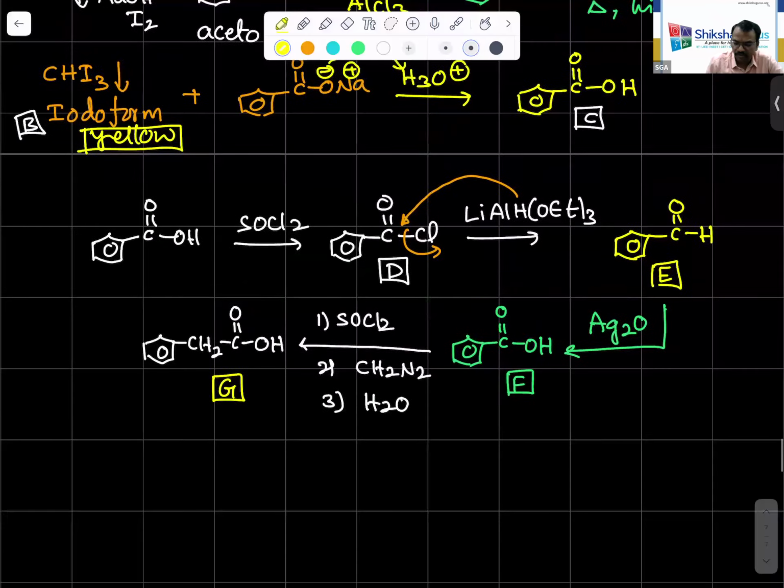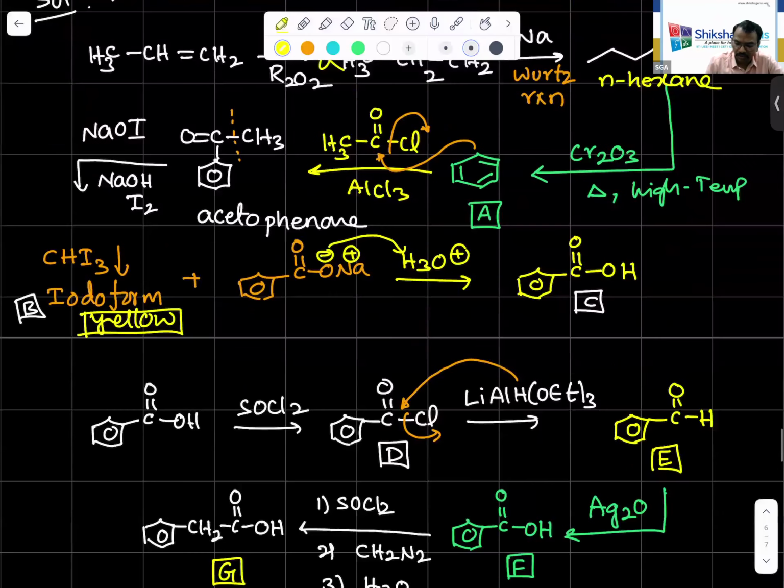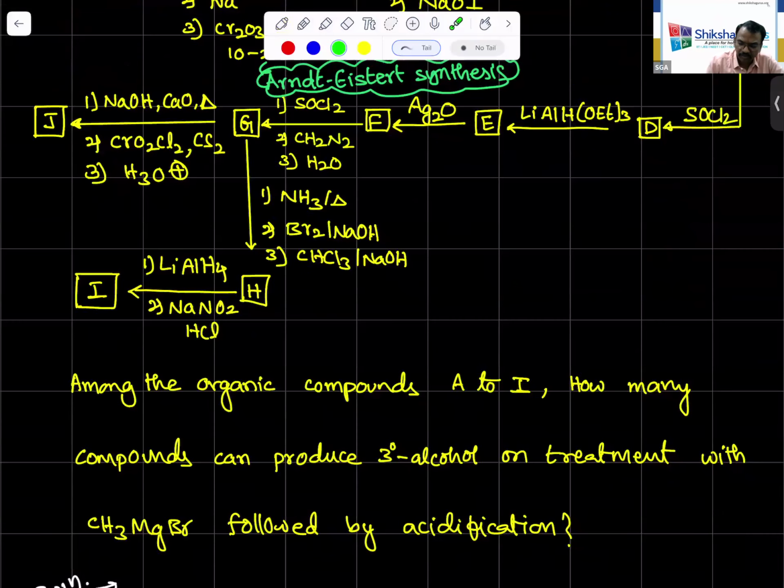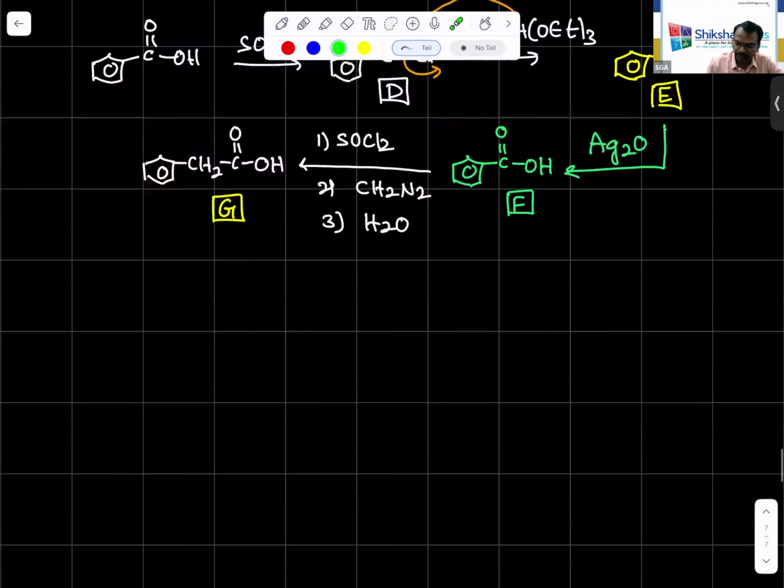Now what about the next one? Here compound G is treated with ammonia and heating. Next one, bromine in the presence of alkali. Next one, chloroform in the presence of alkali. What is happening in the reactions?